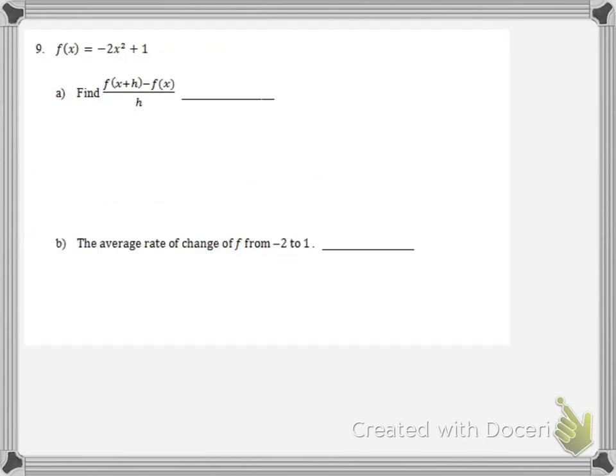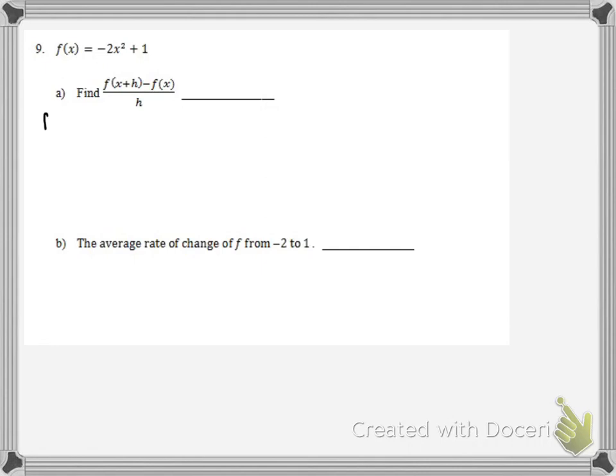Okay. Now we have a lovely, not a very difficult function here, negative 2x squared plus 1. We want to first of all start with finding a difference quotient. So the hardest part of finding a difference quotient is finding f of x plus h. That is by far the hardest part. So I want to do that separately.